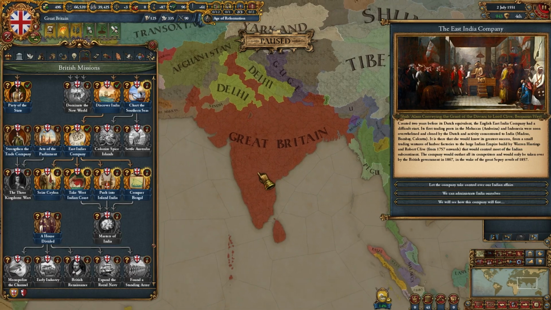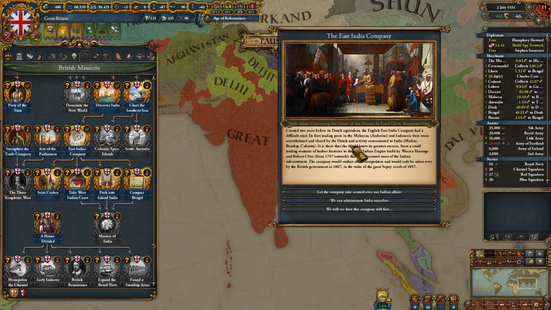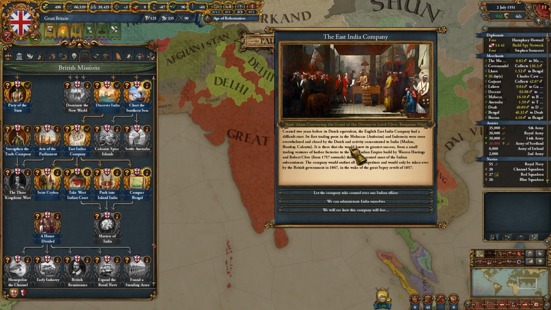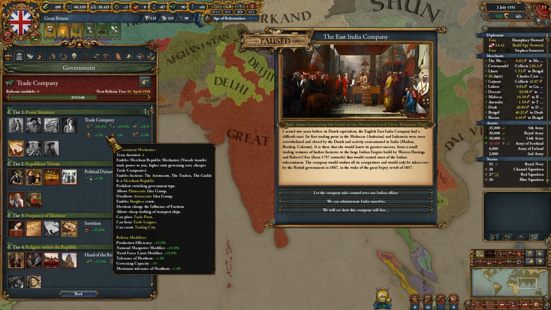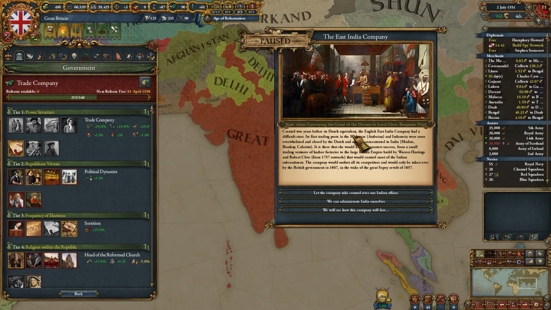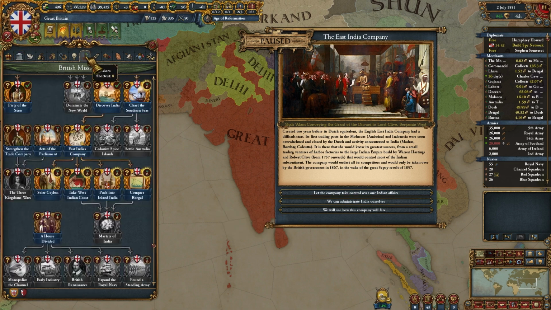And in my opinion, this is actually one of the most broken things in the entire game right now, because forming the East India Company as the East India Company is one of the most ridiculous things that I've ever heard about in this entire career of EU4 playing that I have. Now, of course, I won't go for that.